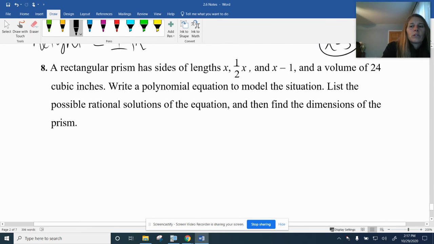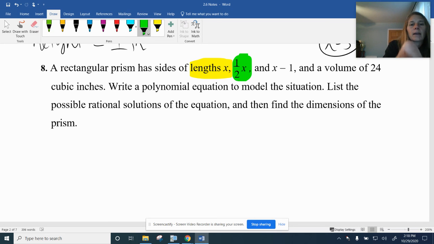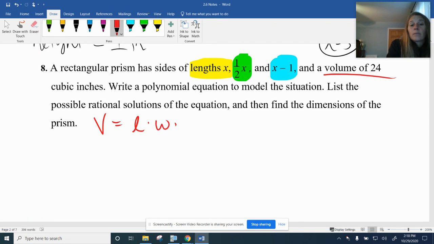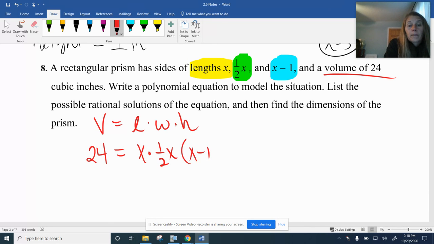Okay. And then finally, we're going to do a prism with the volume, similar to the first problem. This time it's telling you there's 3 lengths, x, 1/2 x, and x minus 1. And the volume is 24. So again, we know volume equals those 3 dimensions just multiplied together. So we have 24 equals, and you can multiply these together in any order that you'd like. Length times width times height. So I have 24 equals 1/2 x squared times x minus 1.